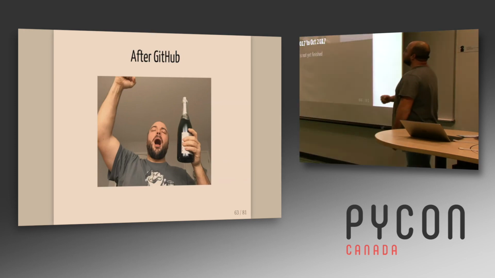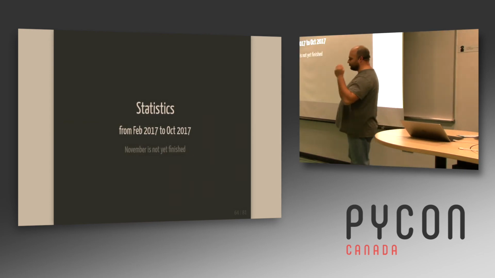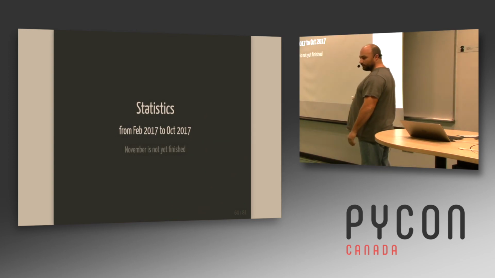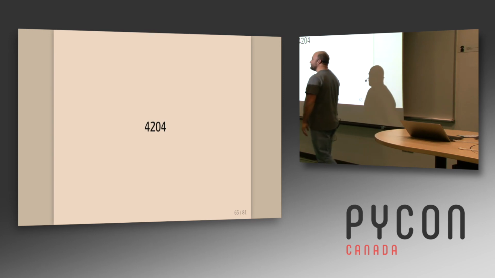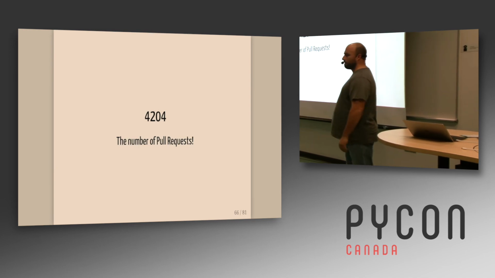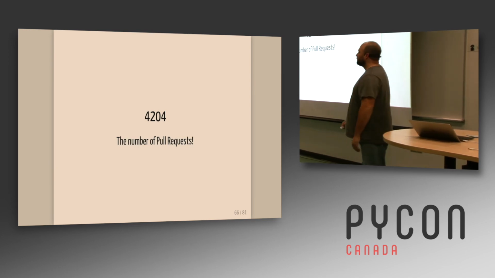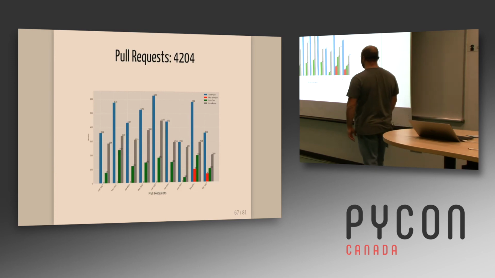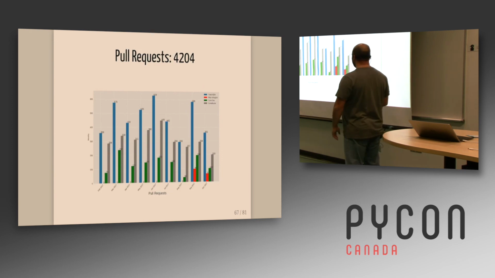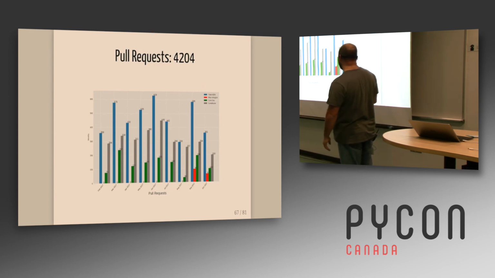It's your job. So, I'm going to present you some statistics about CPython, from the beginning of the repository of Python to October, because November is not yet finished. Firstly, 4,200 pull requests from the beginning. There are a lot of pull requests. February, March, April, May, June, July. Oh, what's that?